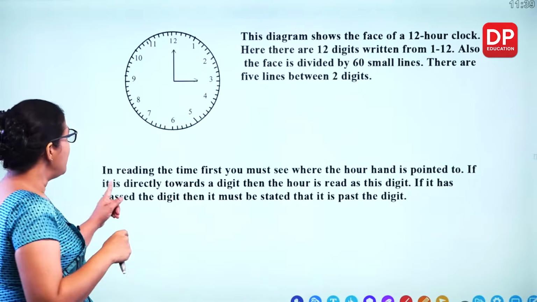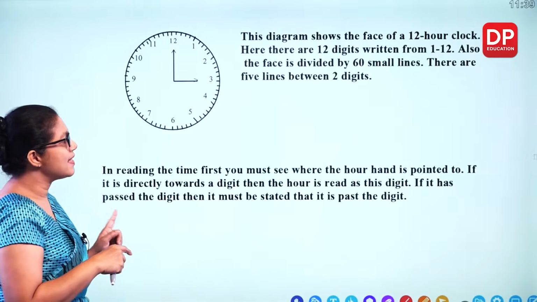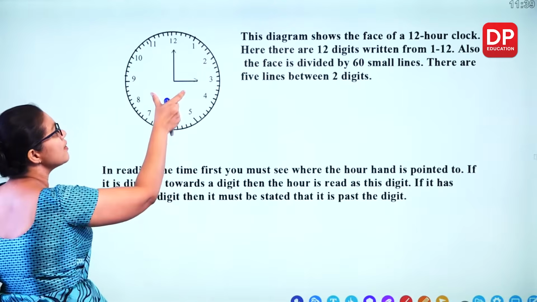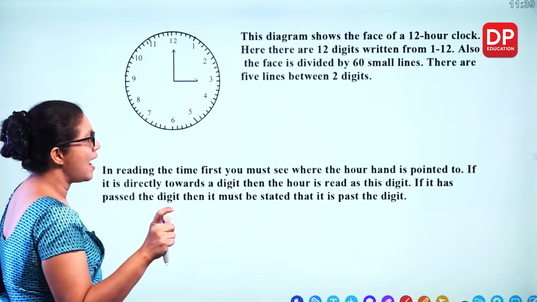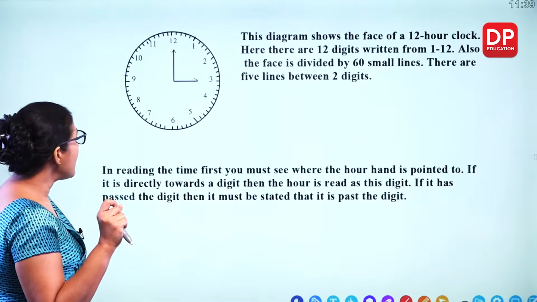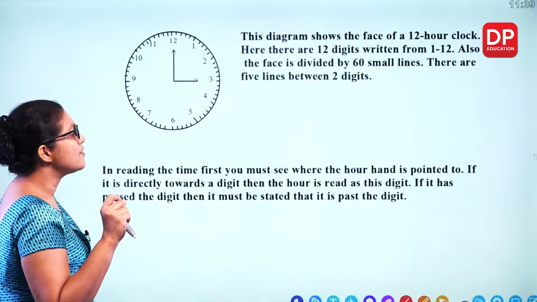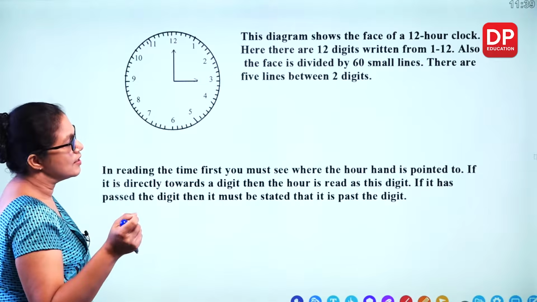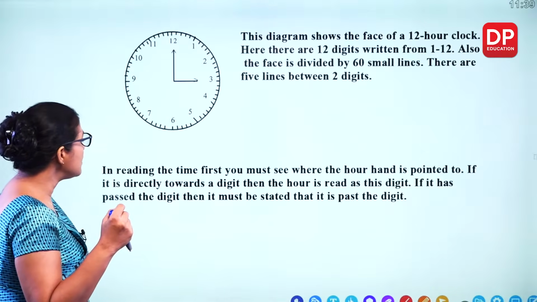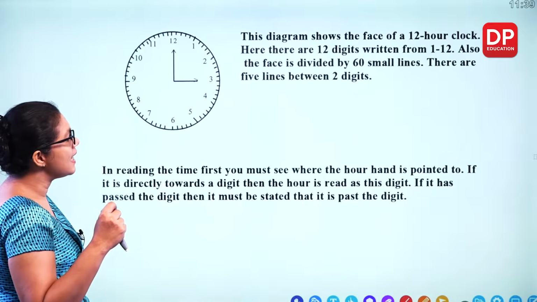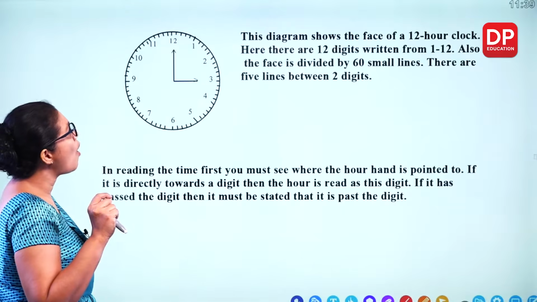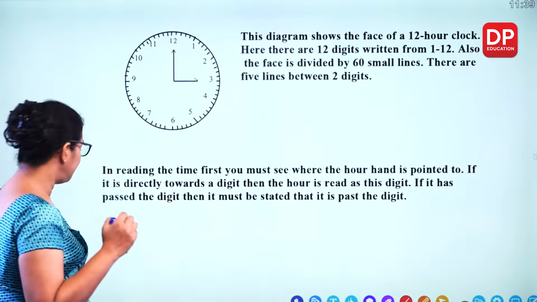And in reading the time, first you must see where the hour hand is pointed to. So in a clock, the small hand we call hour hand, larger one we call minute hand. If it is directly towards a digit, then the hour is read as this digit. If it has passed the digit, then it must be stated that it is past the digit. So we'll see how we can read time.